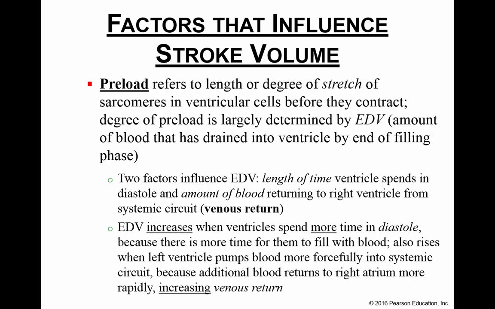Your end diastolic volume increases if your ventricle spends more time in diastole, because there's more time for the ventricles to fill up with blood. And it will also rise when the left ventricle pumps more forcefully into the systemic circuit, because it returns more blood to the right atrium more rapidly, so it increases venous return.